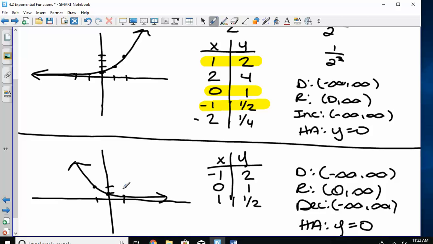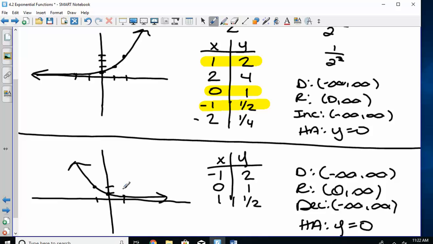So just things that you want to keep in mind on these. You need to plug in a minimum of 3 points. -1, 0, and 1. If the base is bigger than 1, it should be increasing. If your base is smaller than 1, it should be decreasing. Domain and range are going to be the same every time. Domain negative infinity to infinity, range 0 to infinity. And you always have the same asymptote, the x-axis.